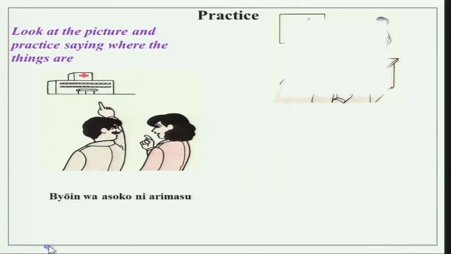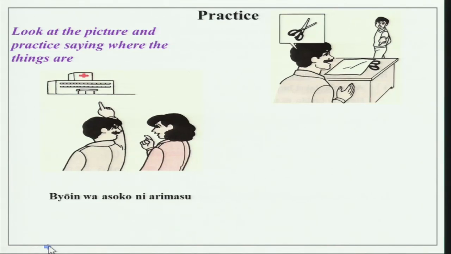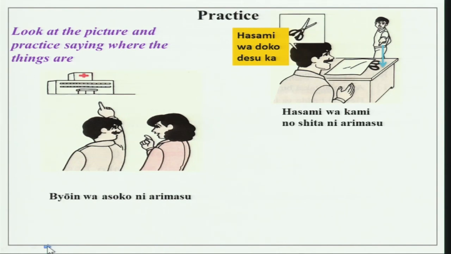So, well, the next picture is, you have this gentleman here and he is thinking of scissors, which is hasami. And he wants to ask, where is the hasami? Well, hasami wa doko desu ka? Hasami wa kami no shita ni arimasu. Kami is paper. Kami no shita ni arimasu, under the kami.